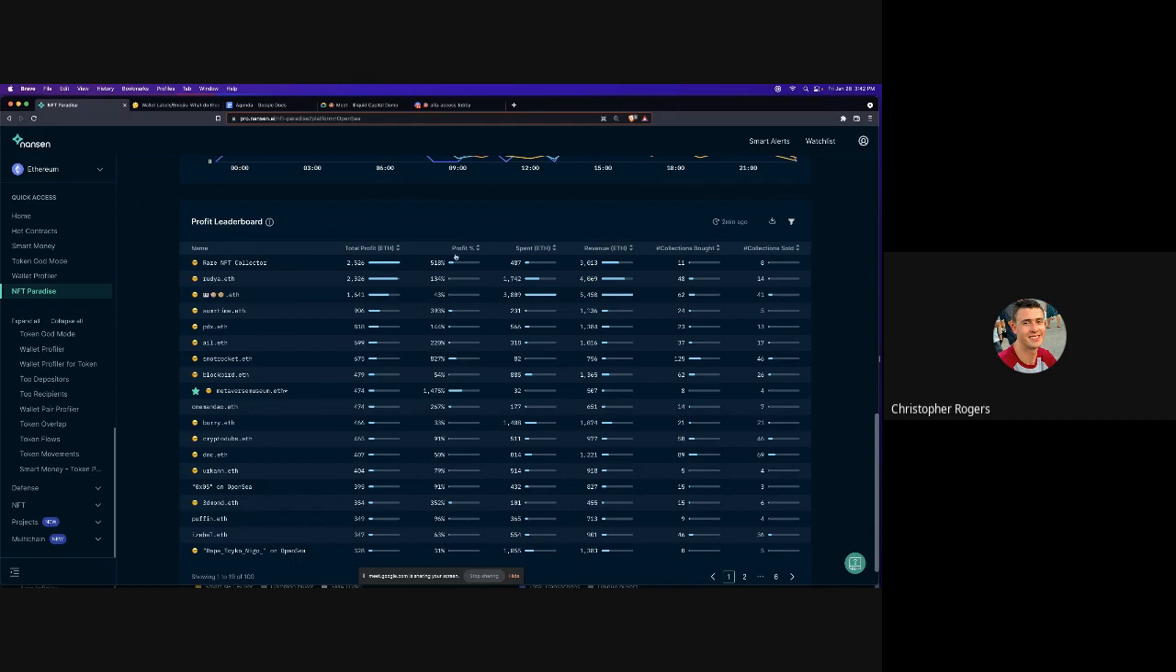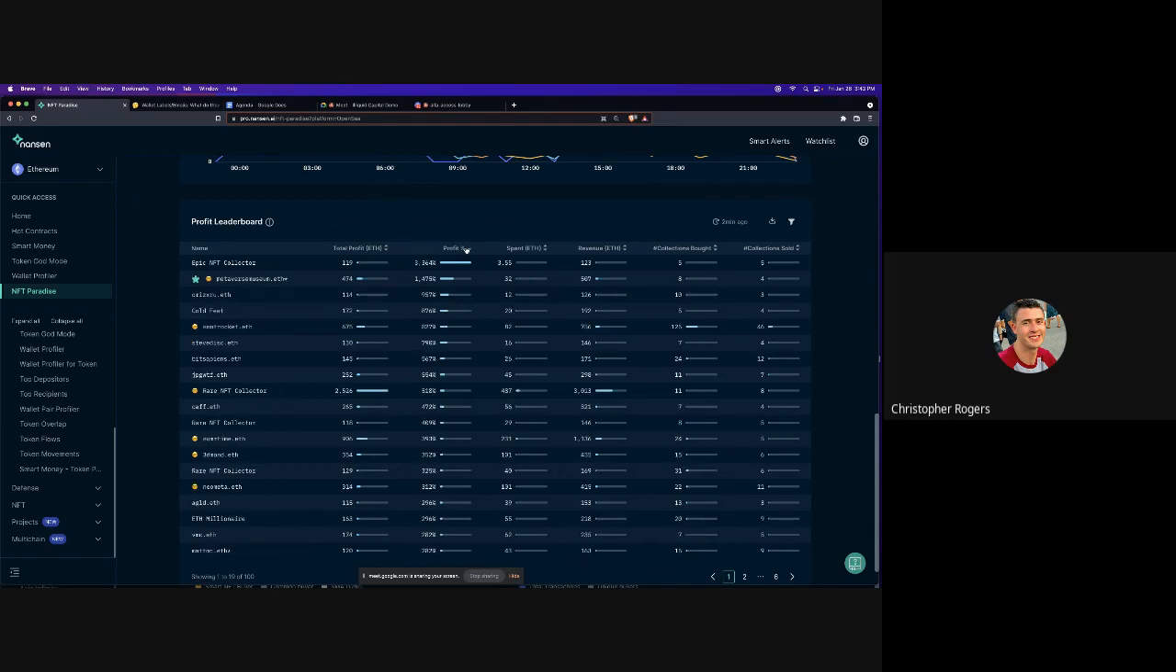So I like to take a look through here, sort by profitability, see how profitable they were, and look at how many collections they bought and sold in order to generate return. And then another great tool is you have the capability to take a look at this individual's wallet and set a smart alert for it.